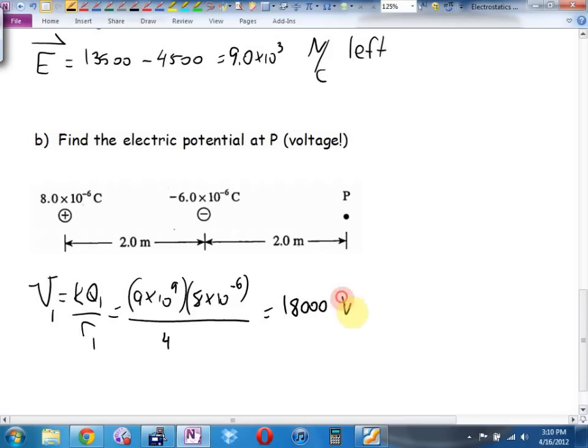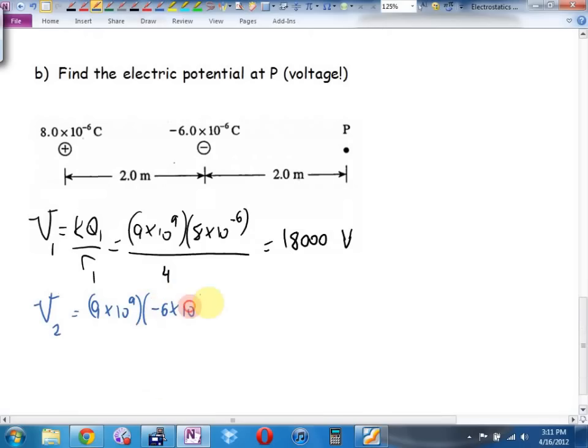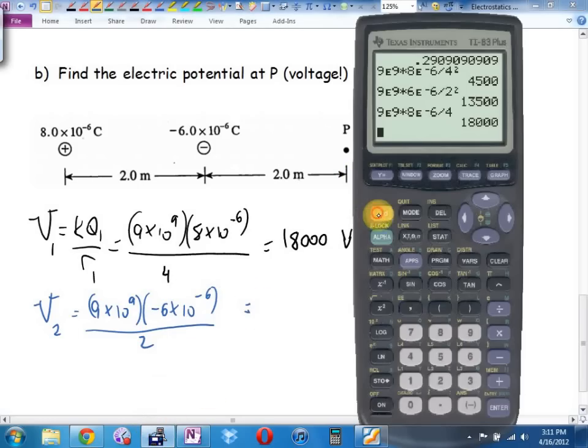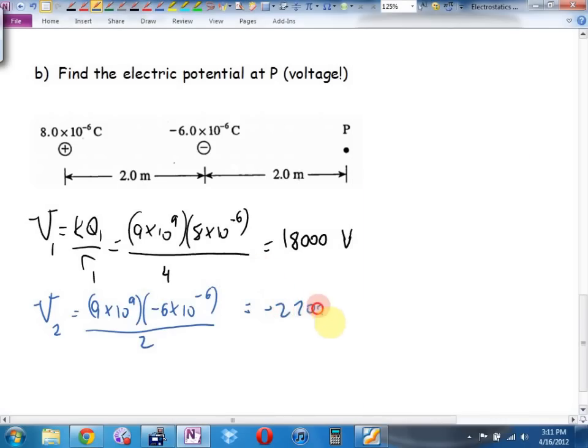Direction. Trick question. Voltage, scalar or vector? It's a scalar. Find the voltage from charge 2. It's going to be 9 times 10 to the 9th. Am I putting a negative in here? Yep. And its distance is 2 away from location P. Change that to a 2. Change that to a 6. And include a negative. I get negative 27,000 volts.